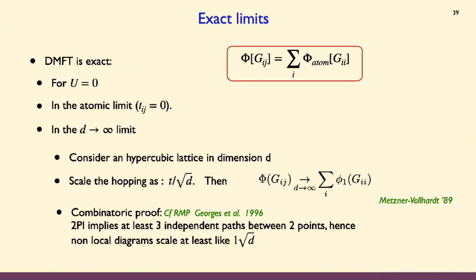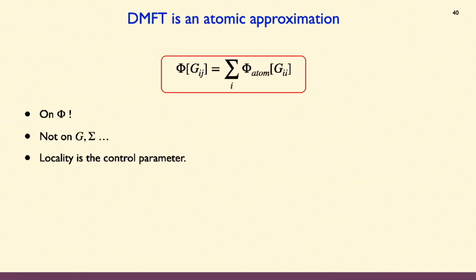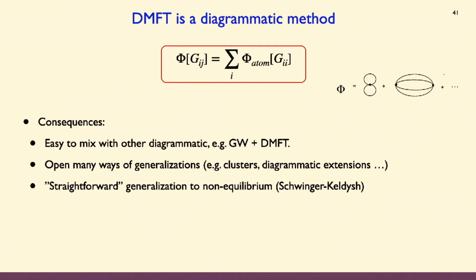Okay, so in short, phi DMFT is an atomic approximation. It means that the two particle irreducible diagrams are the sum of all the atomic diagrams, but it's an atomic approximation on phi, not on the Green function and on sigma. In a sense, locality is a control parameter. And the consequences are multiple.